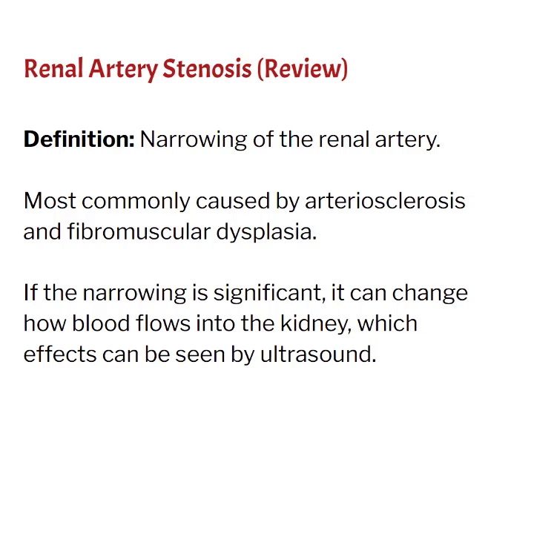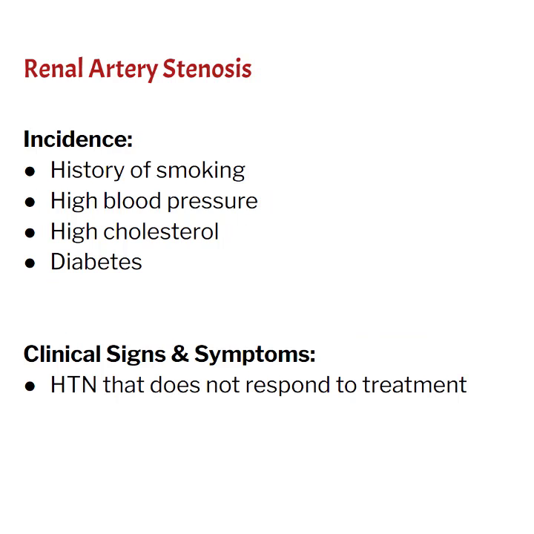So patients who are most likely to have renal artery stenosis are those that have a history of smoking, high blood pressure, high cholesterol, or diabetes. All of these are precursors to arterial sclerosis, and because all of these affect any arterial vessel within the body, the renal arteries are not immune to the effects of these precursors.